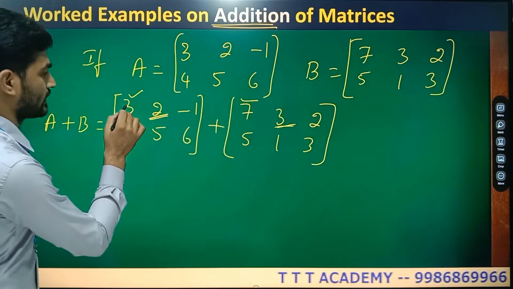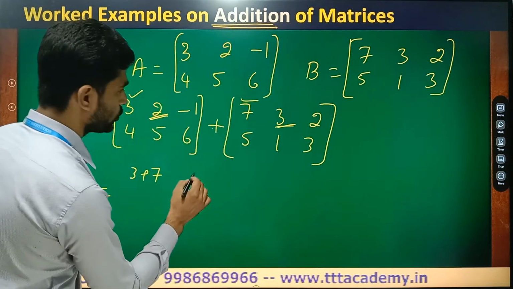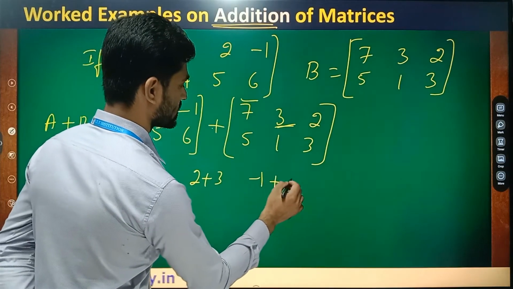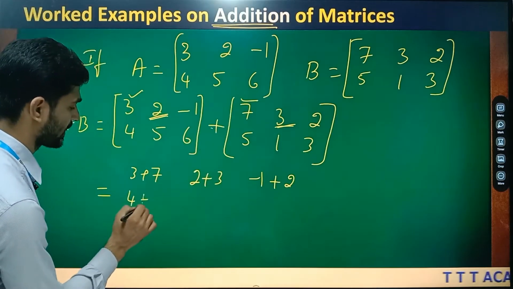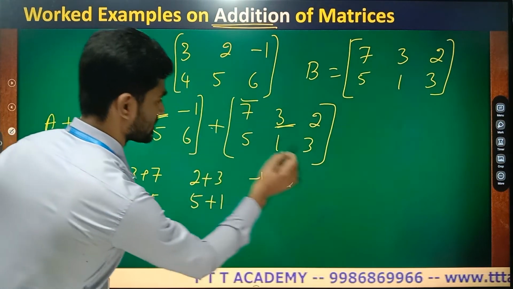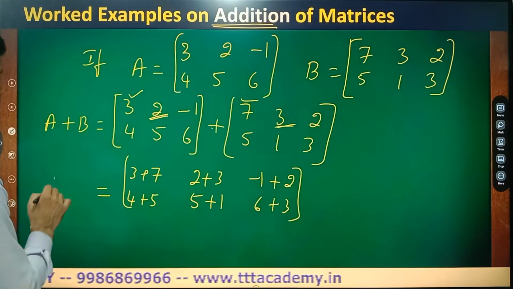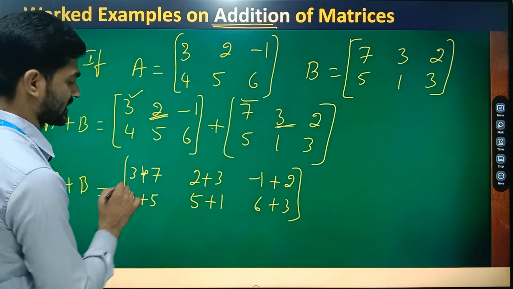That means, observe here, 3 plus 7. Next 2 plus 3. Next minus 1 plus 2. Coming to this one, 4 plus 5. Next 5 plus 1. Next the last element, that is 3, 6 plus 3. Now dear students, you can observe here, A plus B equal to, what is 3 plus 7?